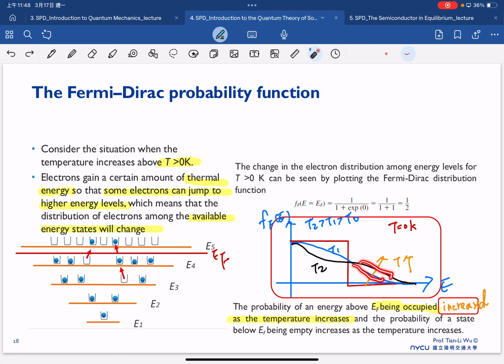So I think that quite makes sense, right? Because you get some energy to excite your electron, so electrons can start to join, and then we can expect the probability here is no longer 0 anymore, and this can also be improved with this function. So the probability of energy above EF being occupied increases as the temperature increases. So that's the main key point here.